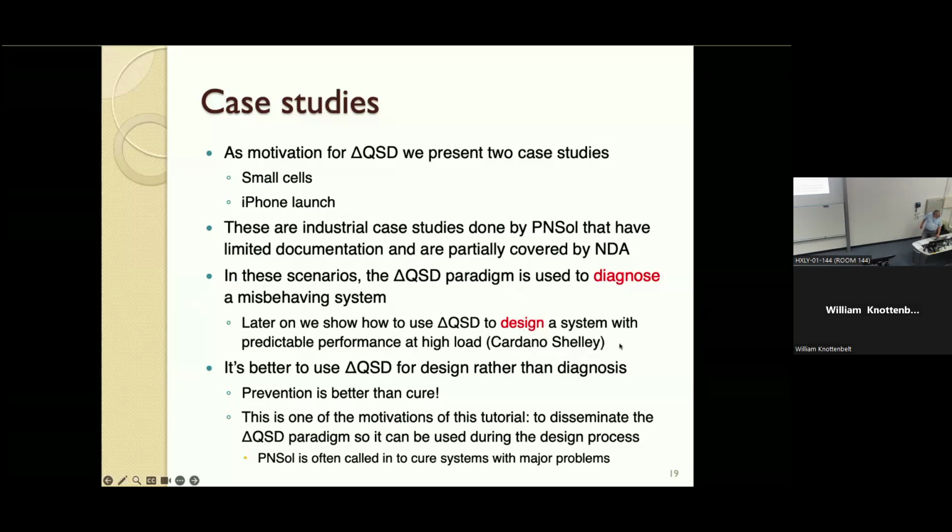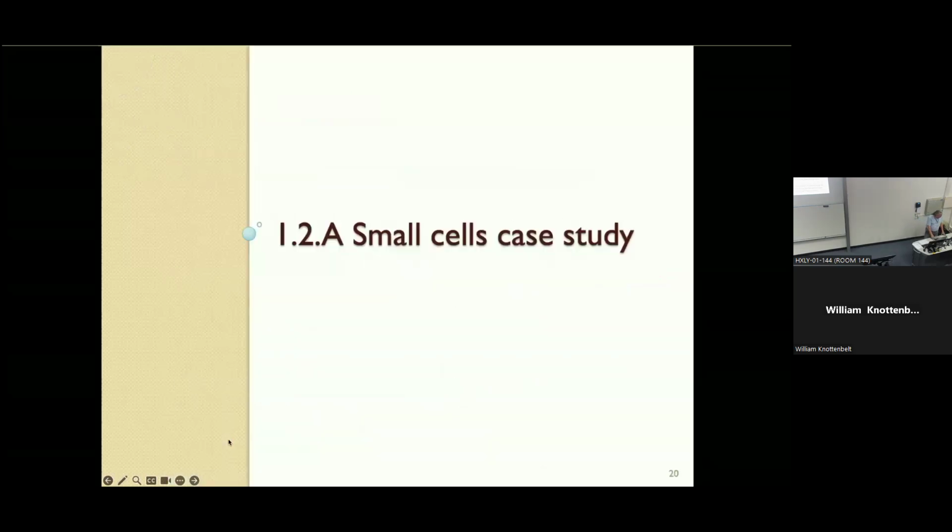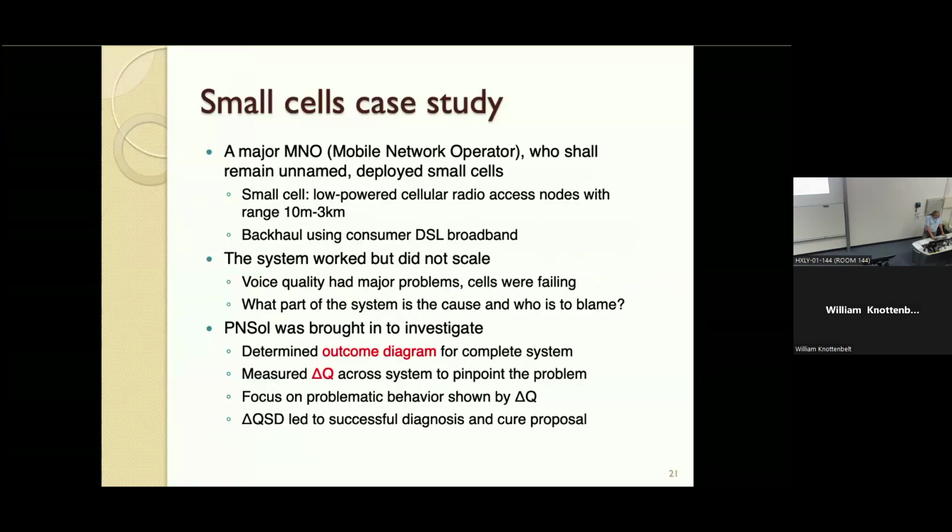So the Cardano Shelley, which is a cryptocurrency platform, there are some algorithms in there that were actually designed by PNSol to obtain particular performance requirements. So that will actually show you a more reasonable approach for ΔQSD. Okay, so it's better to design than diagnose. Prevention is always better than cure, but in the current state of affairs, it seems that a lot of diagnosis is necessary for real systems. Okay, so let's go to the first case study, small cells.